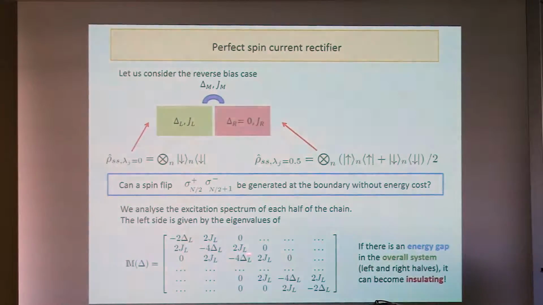And we see that it can be described by this type of matrix. And it turns out that if the interaction is large enough, then there is a gap to have this excitation in the system. And so when there is a gap, this excitation will be localized. If it's localized enough, it will not talk to the baths, and so there will be no transport.